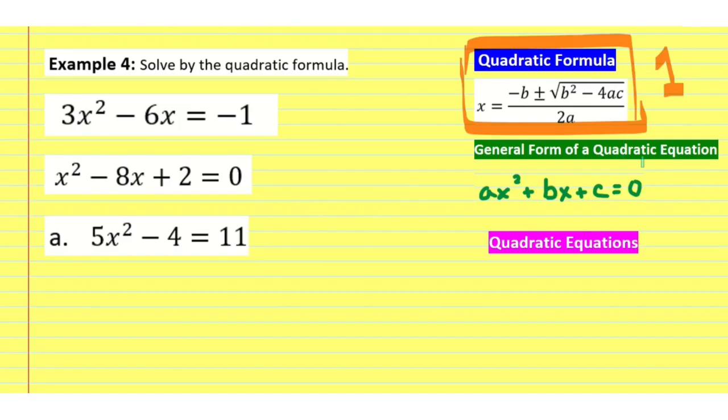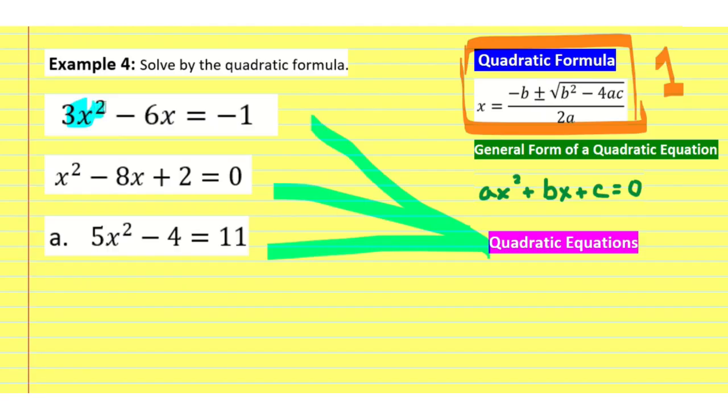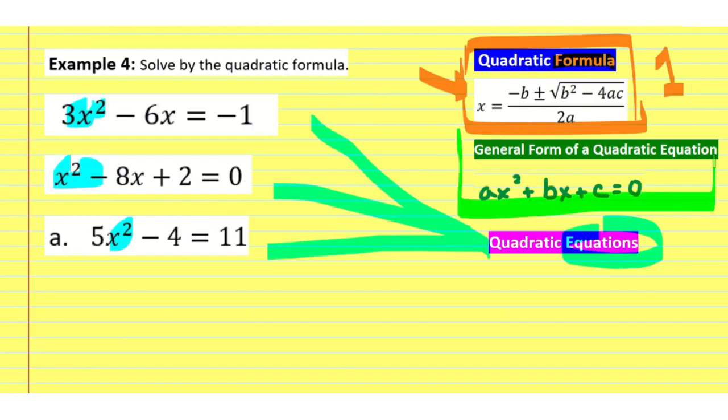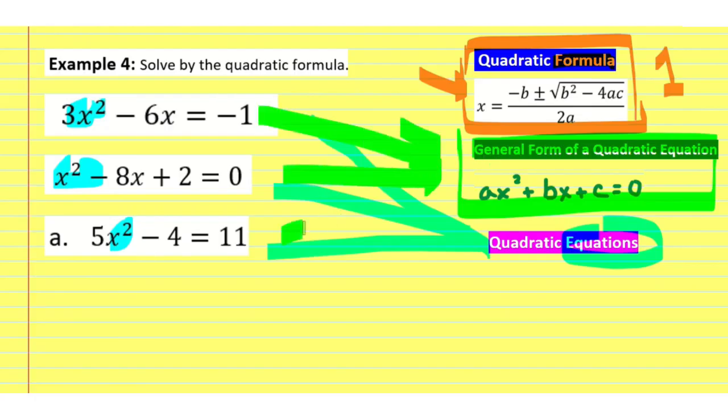versus a quadratic equation. Okay, so all three of these are quadratic equations because they all have x squared. These are all unique parabolas. They would graph differently. Those are all equations, but there is only one quadratic formula, and this is it. Okay, and then we also have the general form of a quadratic equation. And any of these can be put back into the general form.